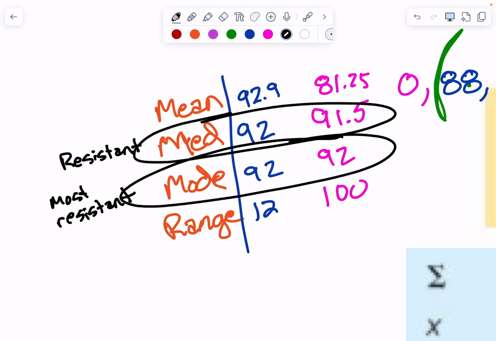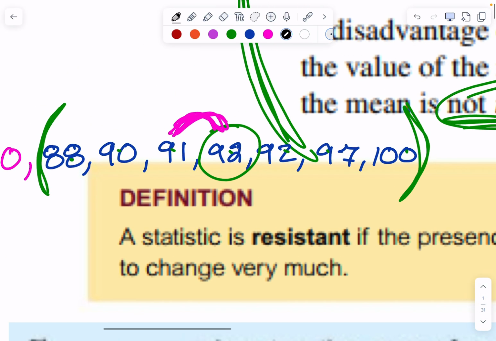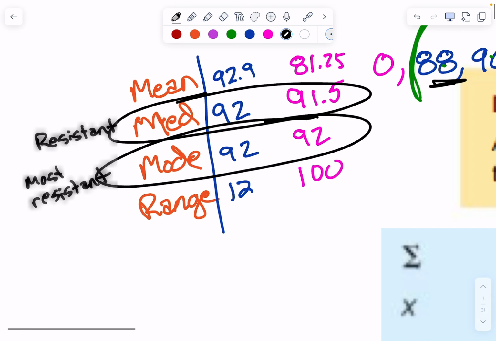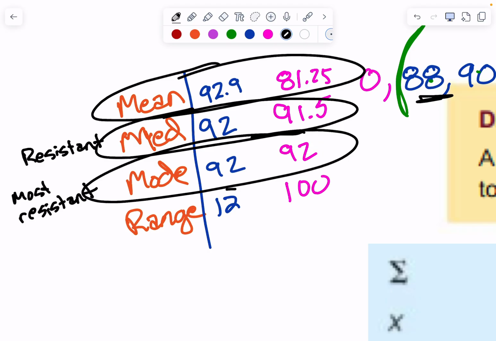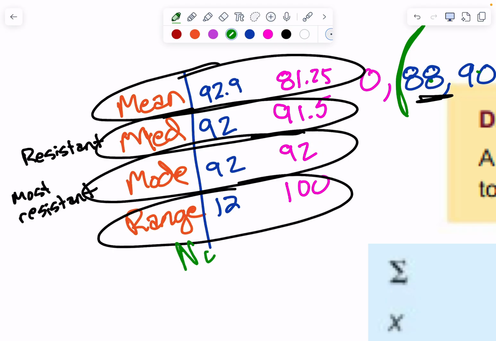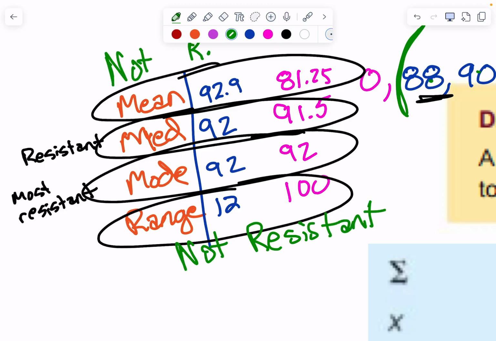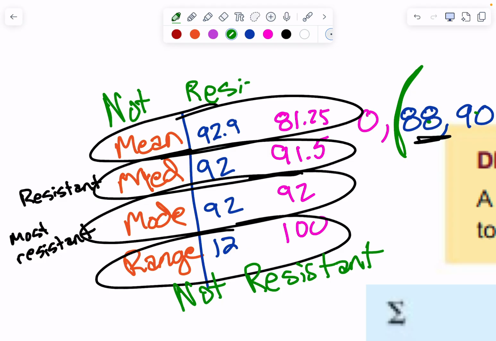Where did you get 12 for range? 100 to 88. Okay. All right. Mean and range, those two are going to be not resistant at all. They are going to be very much affected by an outlier. Does that make sense? Okay. Do you see that? Range is very not resistant to an outlier. It's going to change a lot.